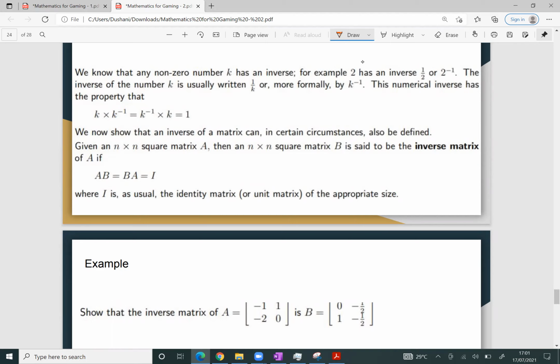So the inverse of a matrix: when you are given an n by n square matrix, B is said to be the inverse of A if AB equals BA, and this is the identity matrix. Then we can say that B is the inverse of A.